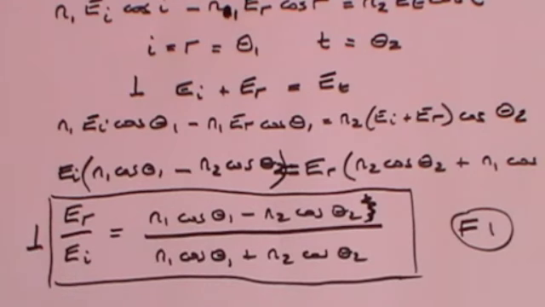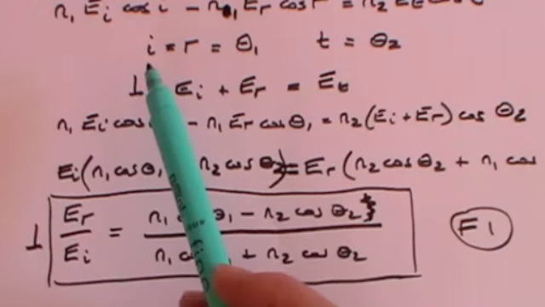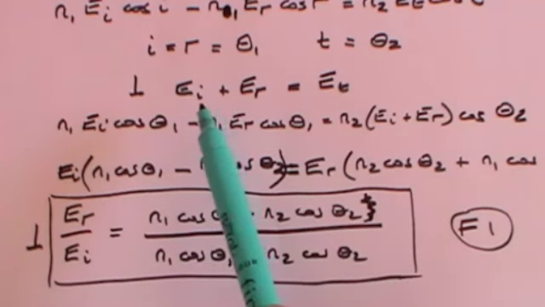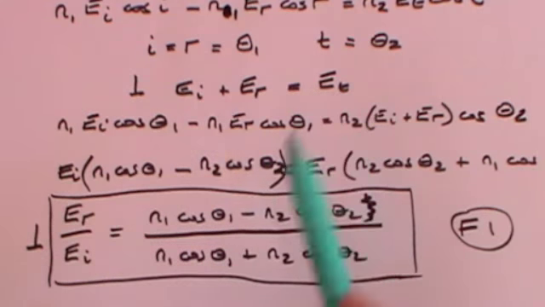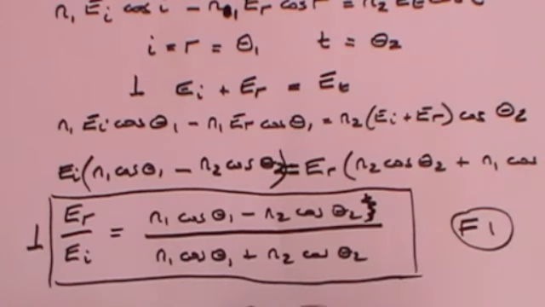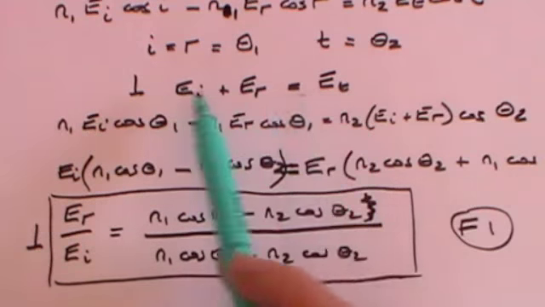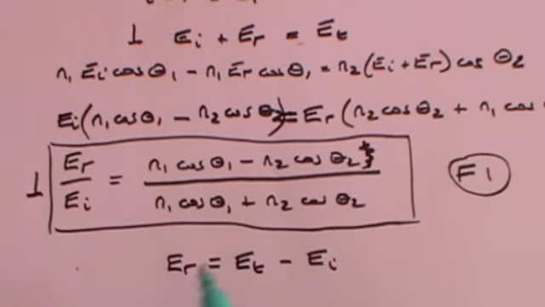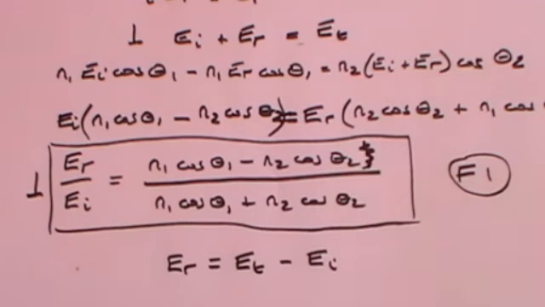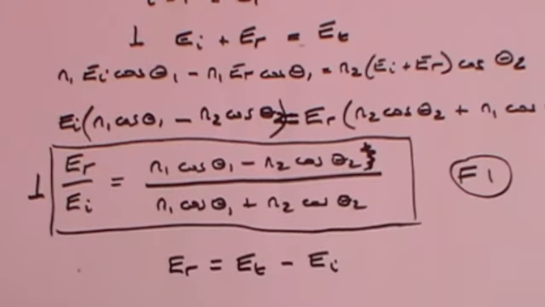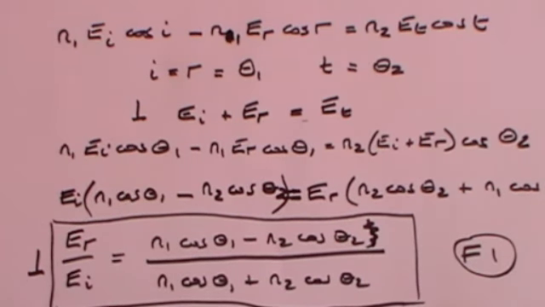Well, now we can get to the second Fresnel equation fairly easily by simply looking at this formula here. And we can now say that ER is equal to ET minus EI. That just comes straight from this formula here. So now we're going back up to the formula at the top.